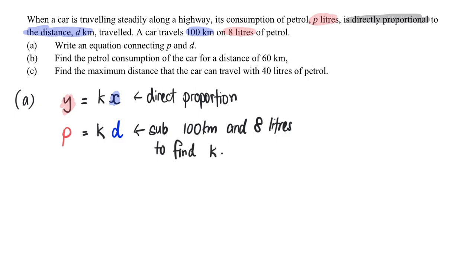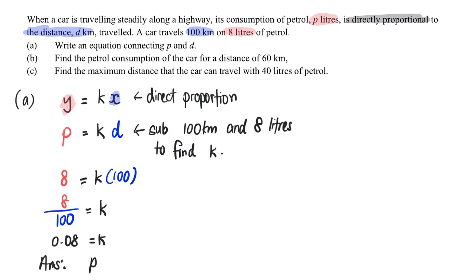Okay, and so 8 liters, 8 is equal to K times 100. Therefore, my K will be equals to 8 over 100, which is equals to 0.08. And so for part A, the equation will be P is equals to 0.08 D. Done.